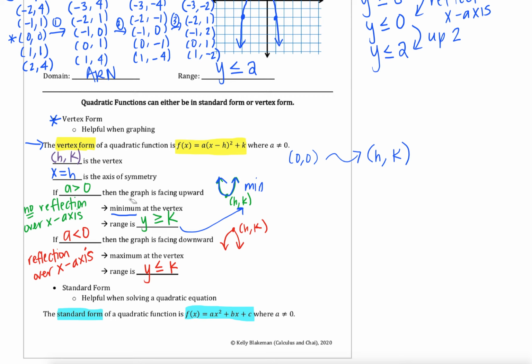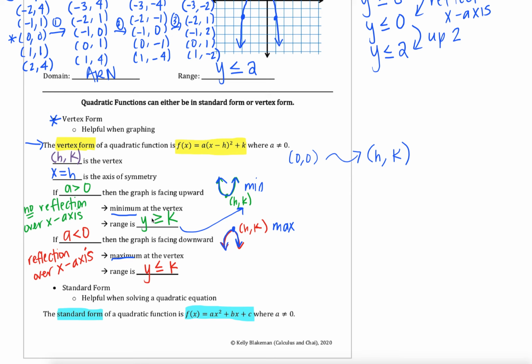Now, if this a value were to be negative, that would mean that there's a reflection over the x-axis, which means the graph has been flipped upside down, and now our vertex is actually a maximum. It's the highest point on this graph. How that affects us is that it changes our range.